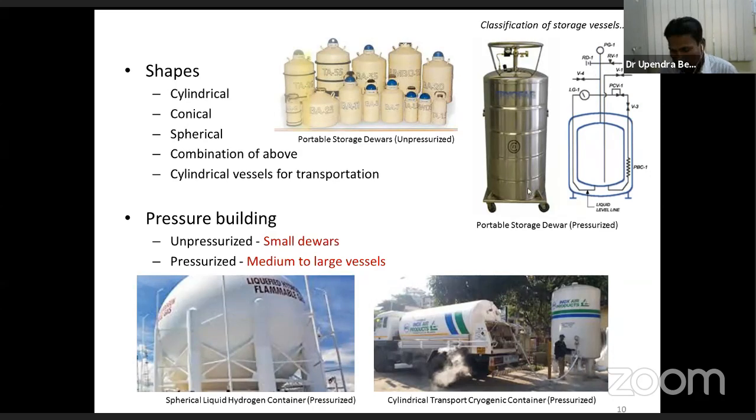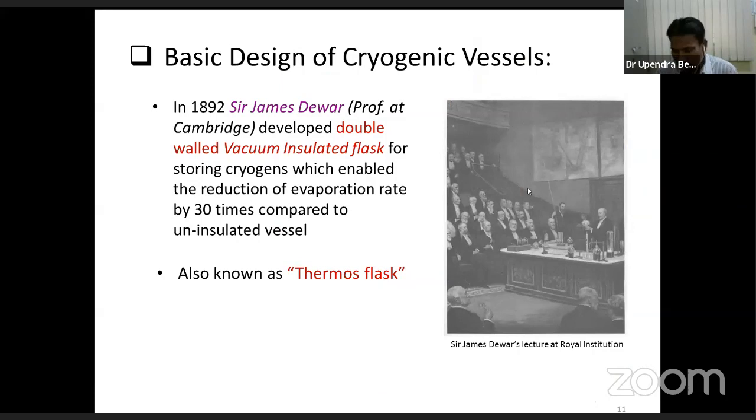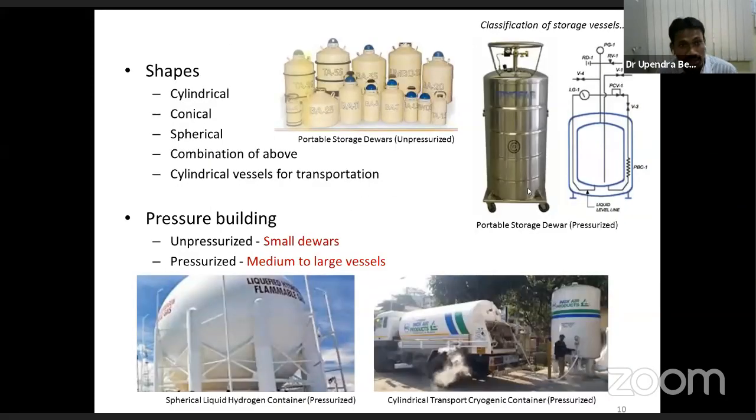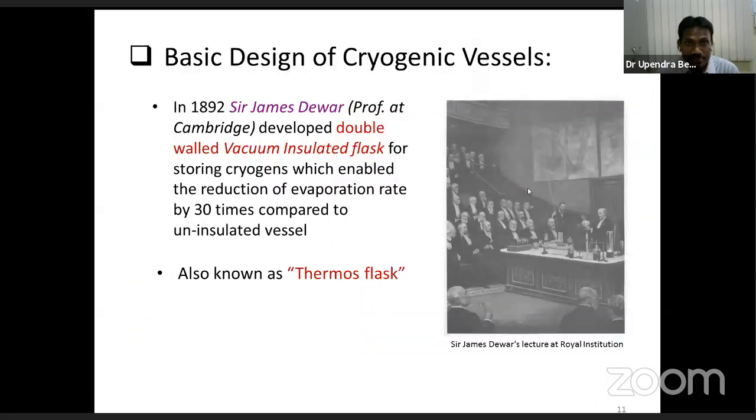So this gives the idea of classification of different types of cryogenic vessels or containers, from small to very large capacity. And after that, let us see the basic design of cryogenic vessels. Because when I have to make special containers for storing all these cryogens, then I should know how to design these things.